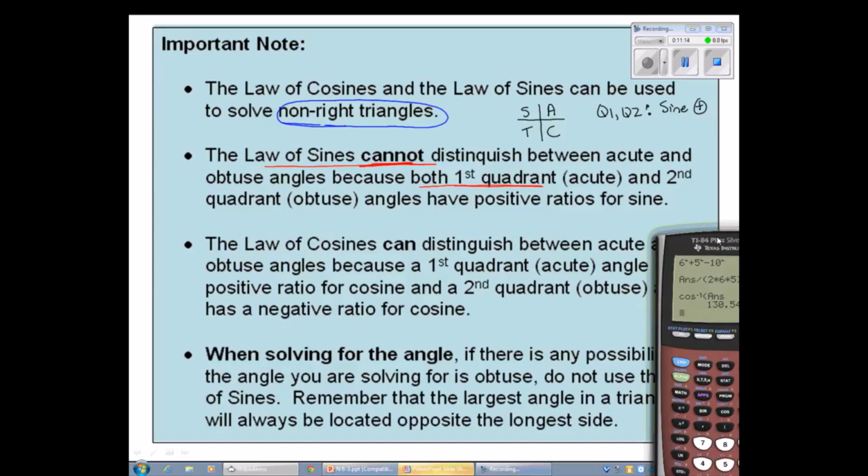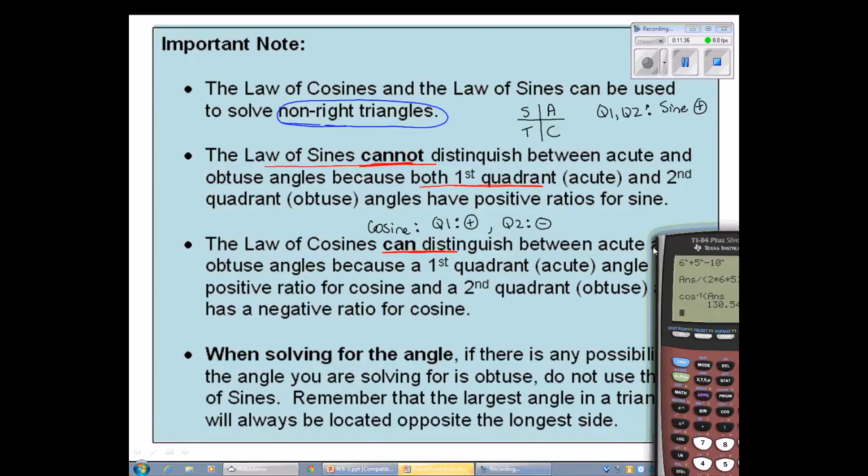But for cosine, in quadrant 1, the ratio is positive, and in quadrant 2, the ratio is negative. Therefore, the law of cosines can distinguish between an acute angle and an obtuse angle.